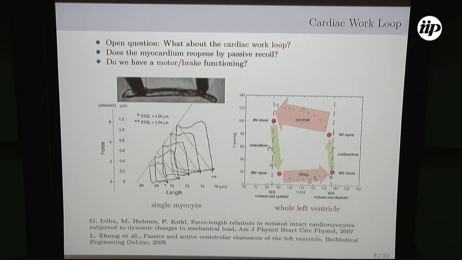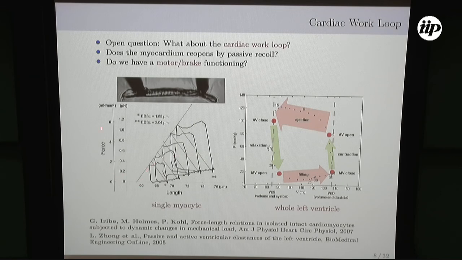Now let us look at the cardiac muscle. Here you have a single cardiomyocyte, so it is made of a small number of sarcomeres. And in this paper, there is a very nice experiment where they make a single cardiomyocyte work as a whole organ. And this is what they observe, the work loop.